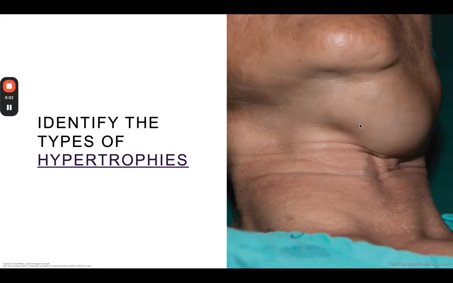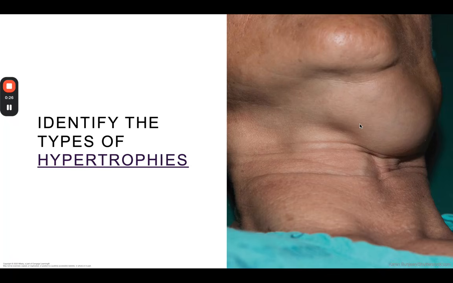Okay, objective number 10, identify the type of hypertrophy. So hyper just means excessive. So hypertrophy is defined as an abnormal growth. Many are benign, which means that they're harmless. However, some growths are premalignant or malignant and can be dangerous or cancerous.